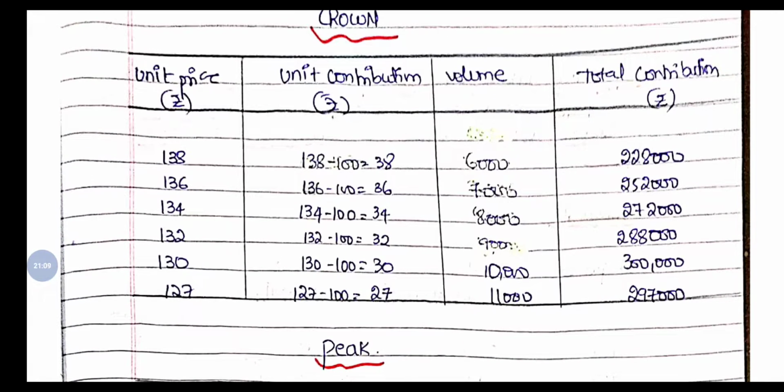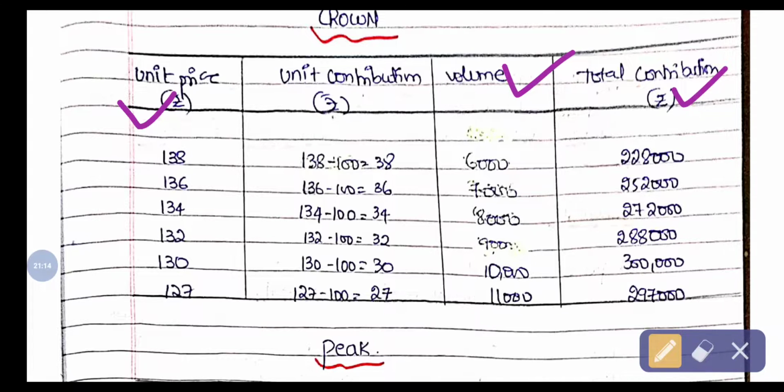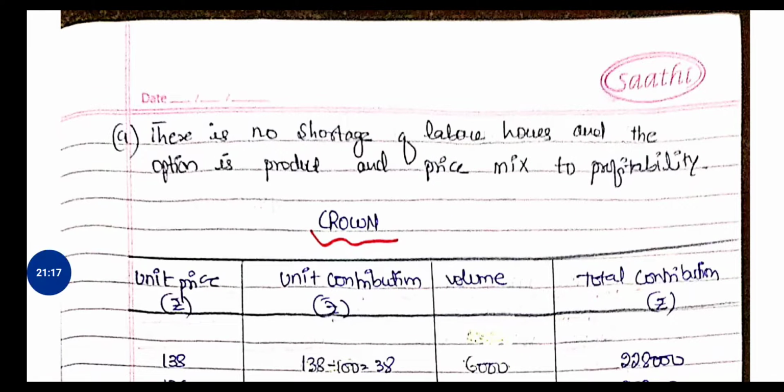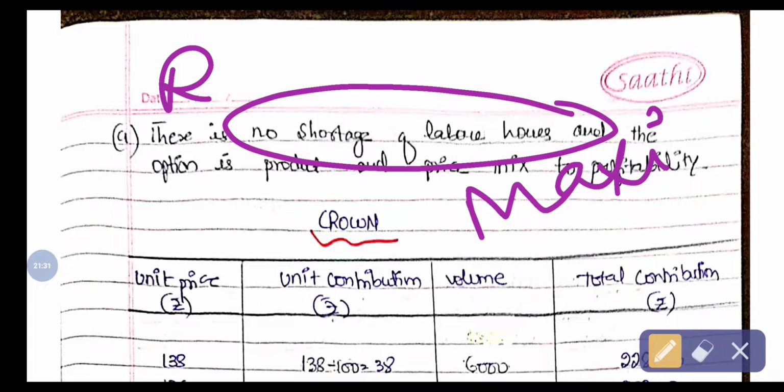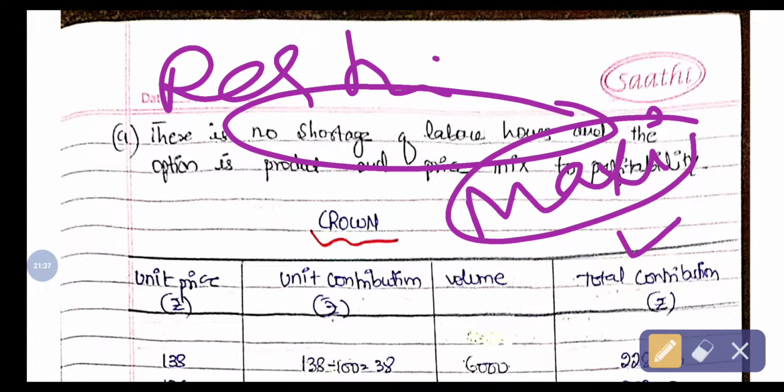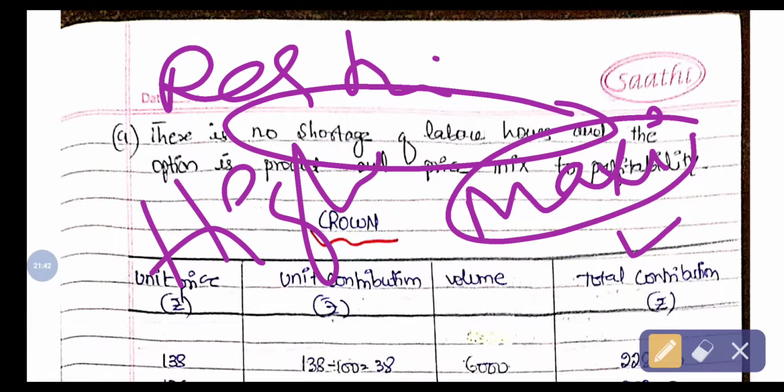Same, we have to choose one selling price from peak, one volume from peak, and one contribution from peak. Point to be noted: they are telling us that there is no shortage of labor force, and they are telling us to maximize the profit. So full authority is in our hand; they are not giving us any kind of restrictions. We have total contribution, and they want maximum profit. We can choose the unit price or the selling price which is giving the highest profit to the company.